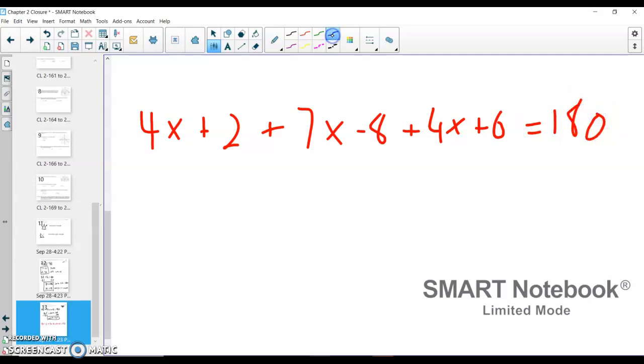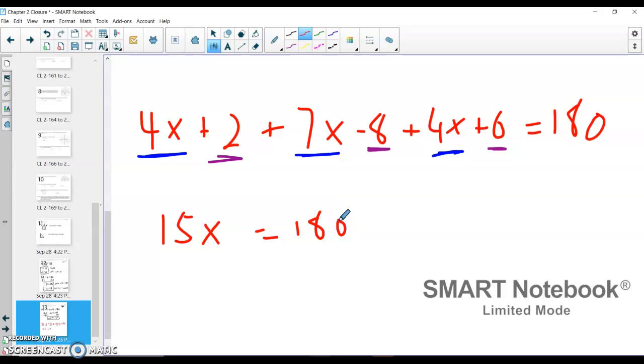I am going to combine all of my like terms. So everything that has an x is going to get combined. 4x plus 7x, that's 11x. 11x plus another 4x, that's 15x. Okay, let's combine our non-like terms. So that's 2, that's negative 8, and that's a positive 6. Well, 2 plus a negative 8, that's negative 6. Negative 6 plus a positive 6, that's 0. So that's nothing. And so that's just going to go away. And then we've got 15x equals 180.